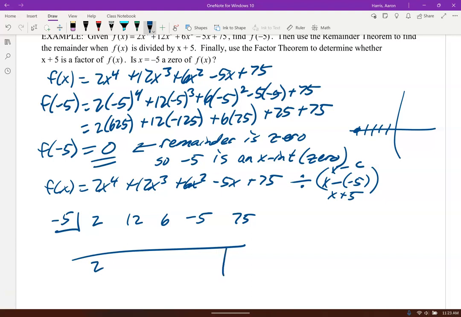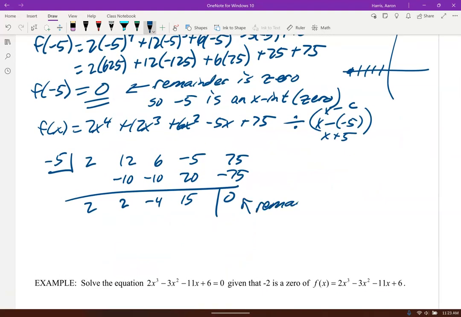And let's drop the 2 down. 2 times -5, -10. 6 minus 10, -4. -4 times -5, 20. -5 plus 20, 15. 15 times -5, -75. So sure enough, our remainder is 0.